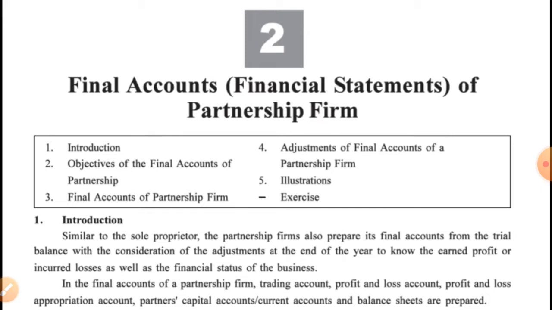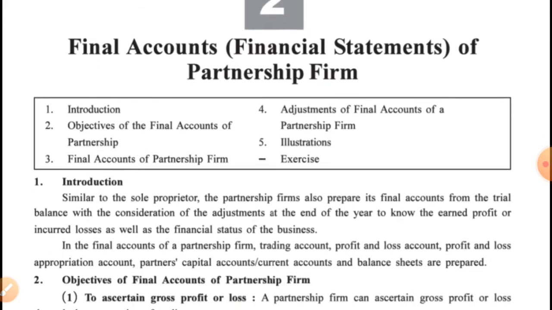You have to prepare the trading account, P&L account, P&L appropriation account, partners capital account, and the balance sheet. By completing the entire answer, you'll be scoring 11 marks. So this chapter is very important from examination point of view. So without wasting the time, let's start with it.